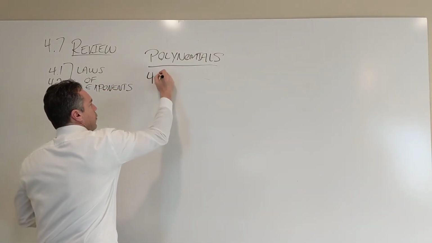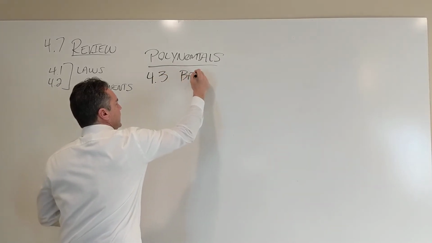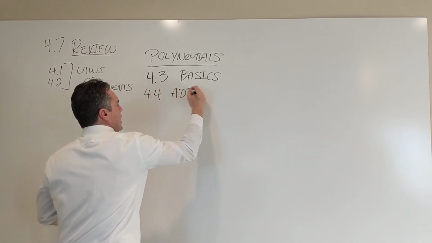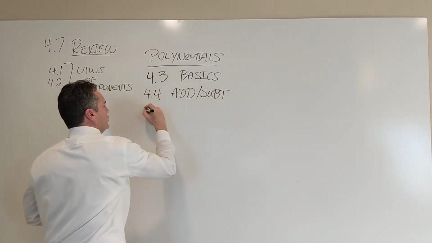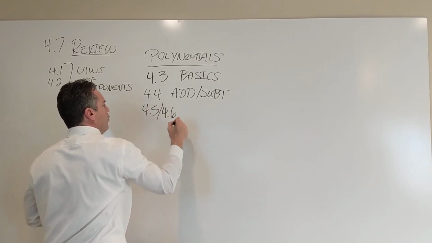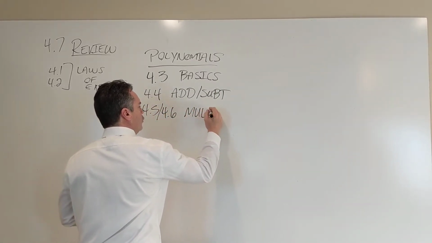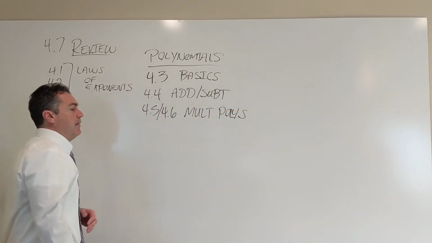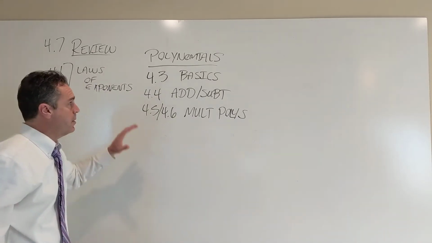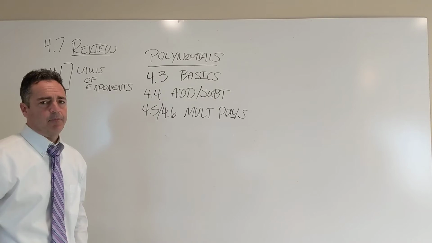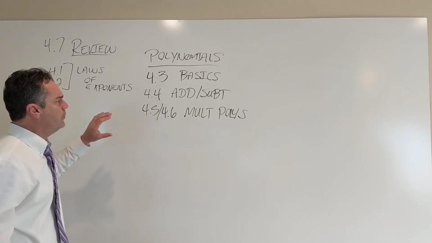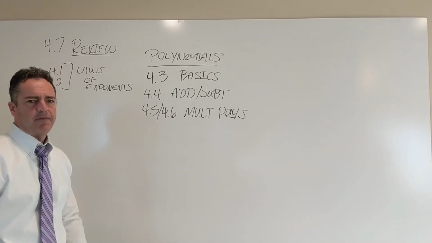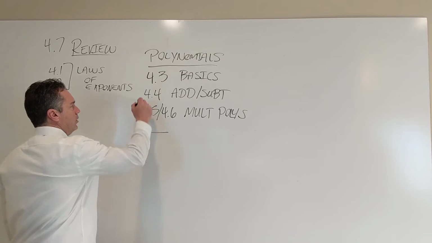In section 4.3, we learned about the basics of polynomials. In section 4.4, we learned how to add and subtract polynomials. In sections 4.5 and 4.6, we learned how to multiply polynomials. Okay, that's polys, and that's what we've covered thus far in our lectures. And we went through all of this while you were back on campus. So, real quick here, what are we doing in section 4.7? We are reviewing all of this.